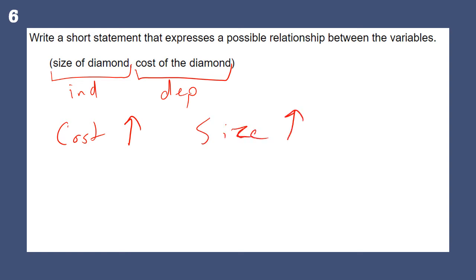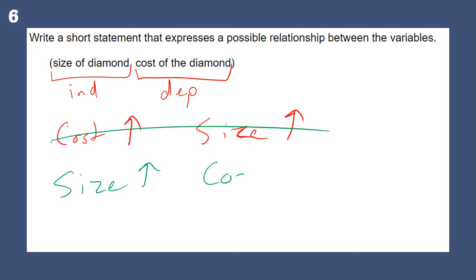also goes up. Now, if we put that, that is not the best possible answer, okay? The cost goes up, the size goes up, because we put it in the wrong order. The independent variable should come first. So the better answer is to say that as the size goes up, then the cost goes up.